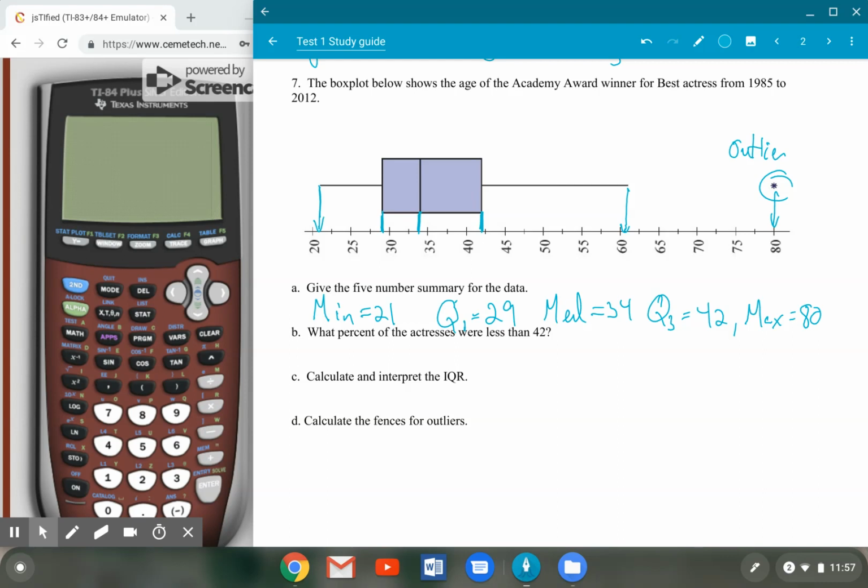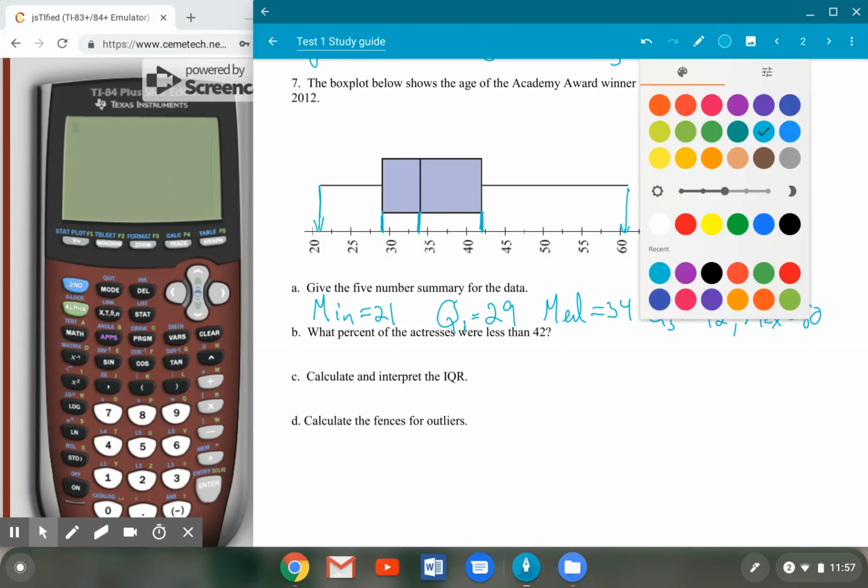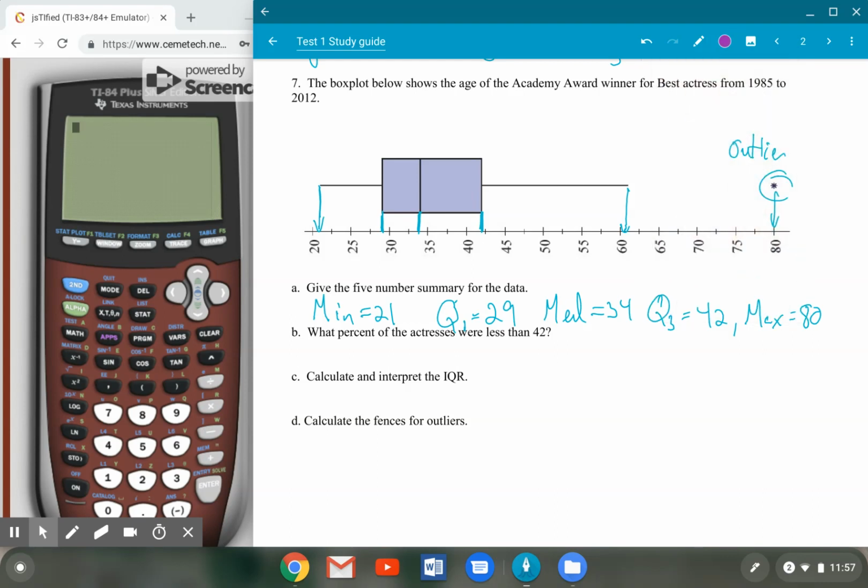Now, what percent of the actresses were less than 42? The thing about box plots to remember is that no matter how wide or how narrow the component, each piece contains about 25% of your data set. So this longer whisker contains about 25% of your data, and so does the shorter whisker. This left-hand box, it's a little bit smaller than the right-hand box, but they both contain about 25% of your data. So less than 42.